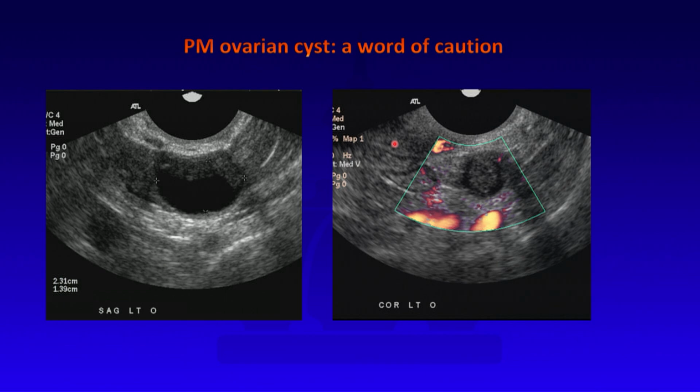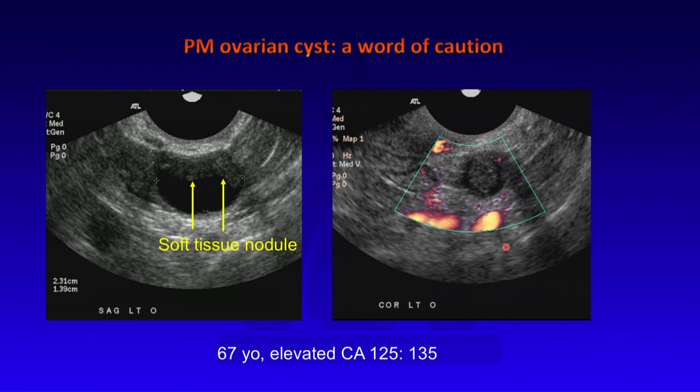So this is a different patient, an older woman also. Is this reverberation artifact? Well, I'm not sure, but this cannot be, right? Because reverberation has to be at a right angle from the near wall. And this was a mural nodule. This patient had an elevated CA-125 and she had a small ovarian cancer.